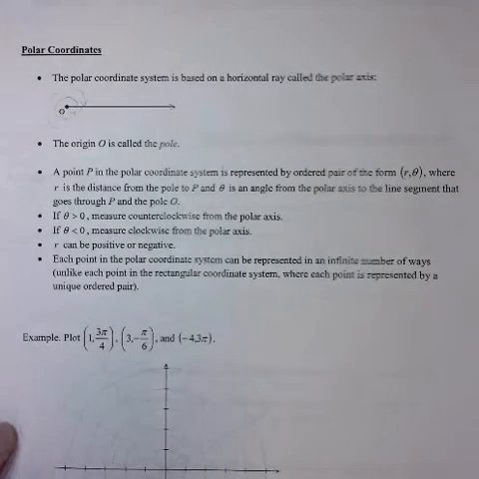What that means then is, unlike the rectangular coordinate system where each point has a unique coordinate that represents it, every point in the polar coordinate system can be represented in an infinite number of ways. Well, except for the origin. The origin would just be (0, 0), of course. But otherwise we can change the angle. We can change r from positive to negative.